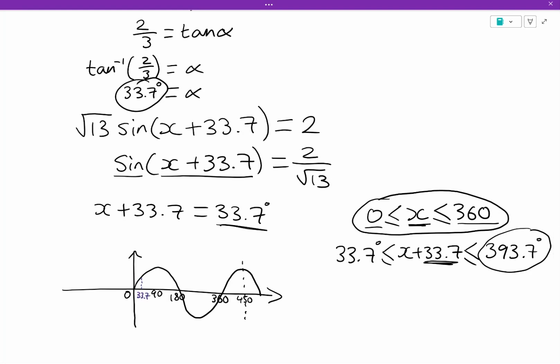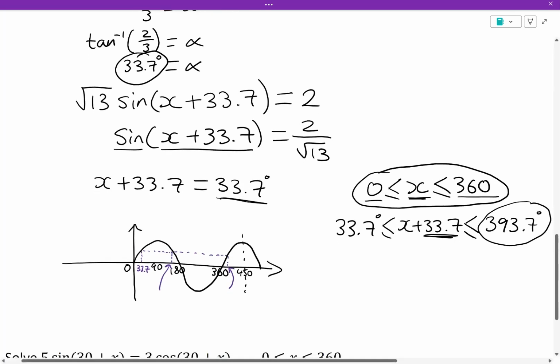So what I'm looking for is angles which give the same y coordinate. To find that, I need the same y coordinate, so I need to go across horizontally. I would hit the curve here, and if I keep going, I would also hit the curve over here. So I've got this angle here I need to know, and then I've also got this angle down here, which I also need to be able to calculate.